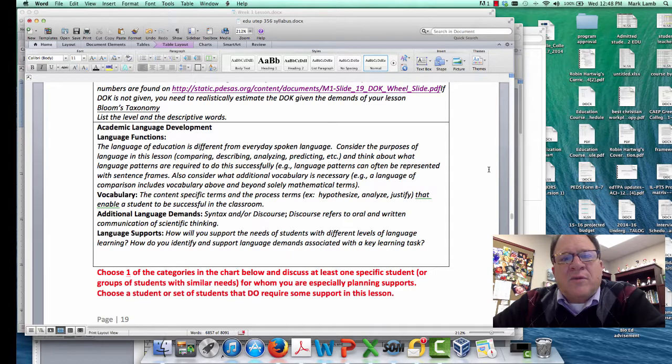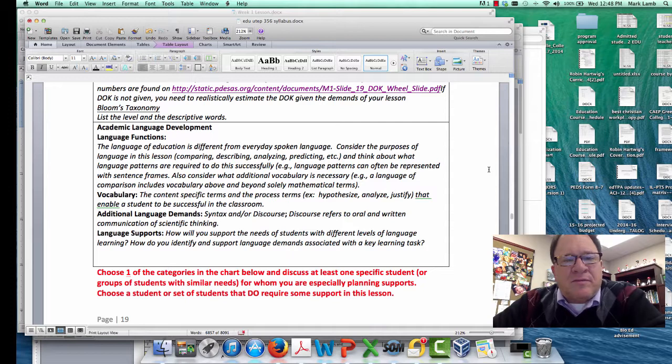So you need to consider the purpose of the lesson. Are you comparing, describing, analyzing? Think about what language patterns are required to do this. These can often be represented with sentence frames. Also, consider what additional vocabulary is necessary. Are you talking about force? Are you introducing units of force like a Newton? What other vocabulary is necessary?